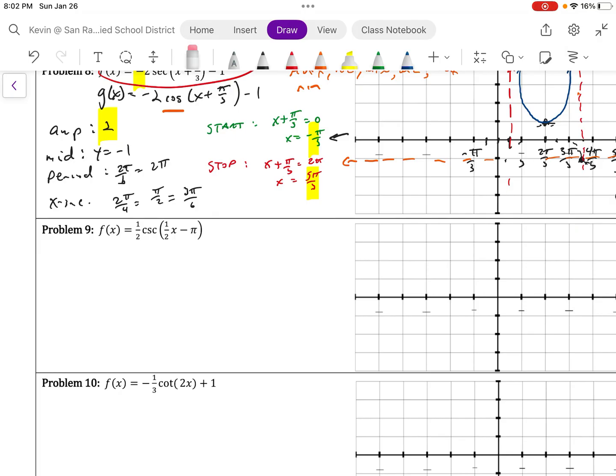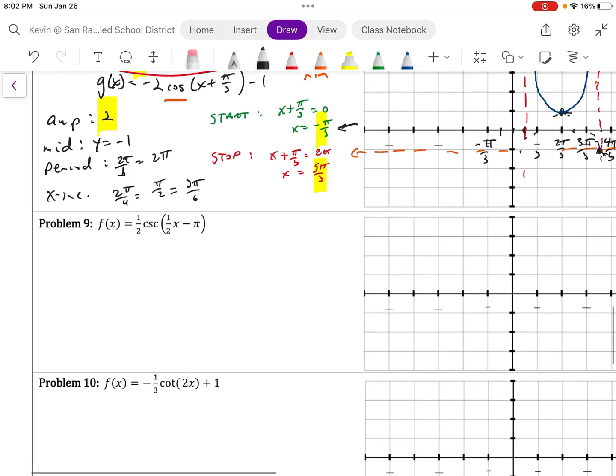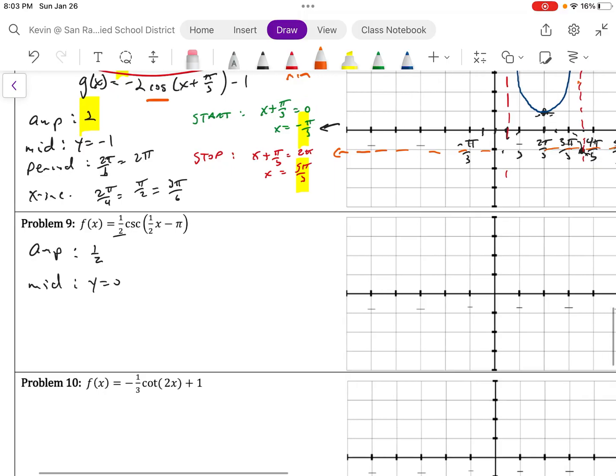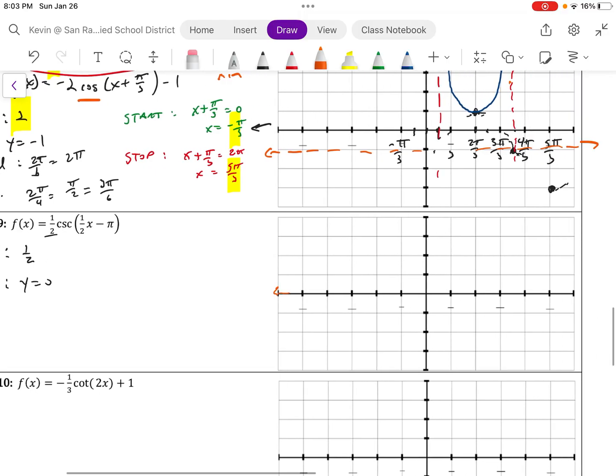All right, let's get our amplitude, 1/2. Our midline, y equals 0. I'm just going to put that in right away.